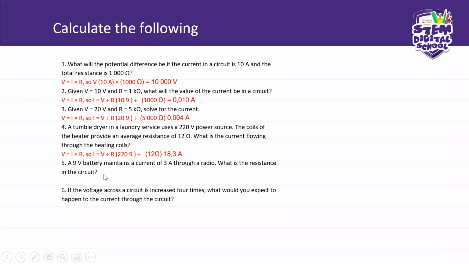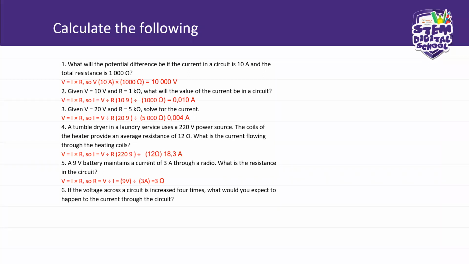Yes. A 9 V battery maintains a current of 3 amps through a radio. What is the resistance? Calculate your resistance. So your formula for your resistance will be your voltage divided by your current. Okay? Calculate. Three ohms. Yes. You see, when you remember your formula, you can quickly do your calculations.